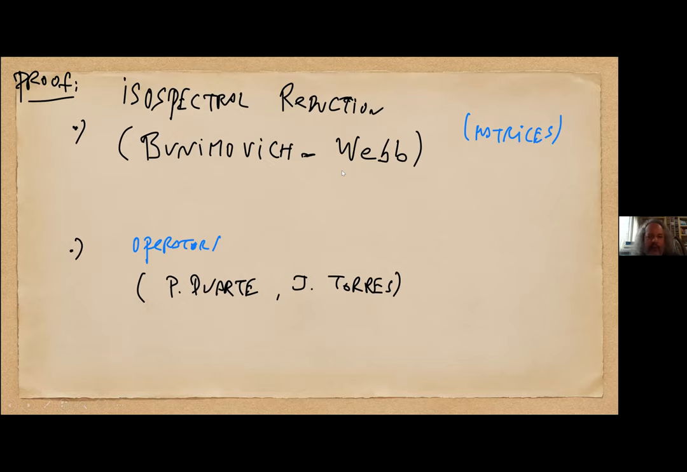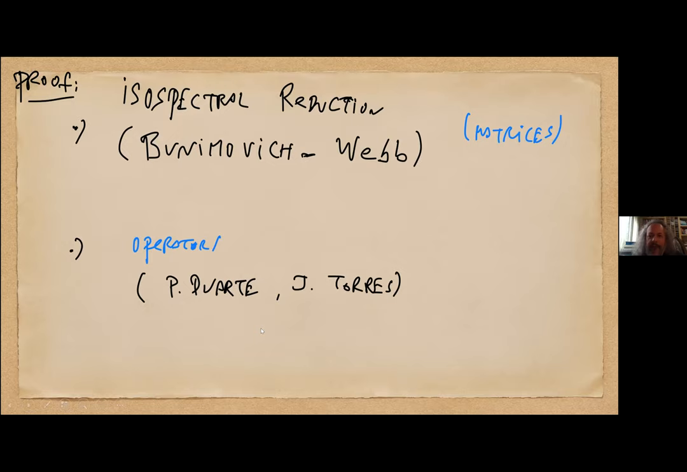It's very, very beautiful. But in our context, the matrices are no longer finite. We are dealing with operators. So you need to consider an extension of these ideas of Bunimovich and Webb to the context of operators. It's important to use something that was already done by Pedro Duarte and Joana Torres, an extension of the spectrum reduction theory to the context of operators, okay? Then you deal with the spectrum, not only eigenvalues, and we can work with this theory in this more general context.